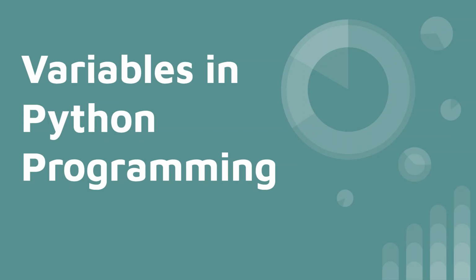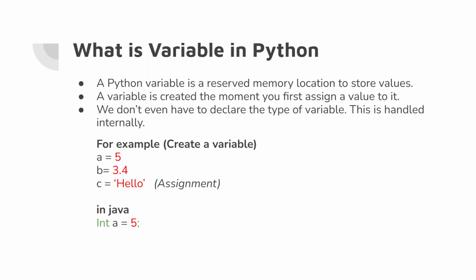Today I'm going to talk about variables in Python programming. So let's get started. First, what is a variable in Python? A Python variable is a reserved memory location to store values. A variable is created the moment you first assign a value to it. We don't even have to declare the type of the variable. This is handled internally. So that's the benefit of Python.